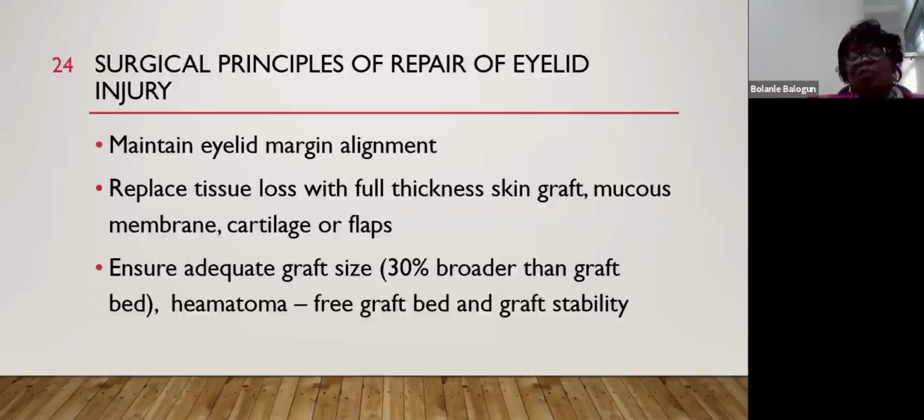This way we'll be able to compensate for contracture and cicatrization later on. At surgery, we also want to make sure that you are putting your graft on a hematoma-free bed, otherwise you can lose your graft. Graft stability is also very important. When you finish your procedure, you want to use a bolster, for example, to help set the graft properly so that the graft gets vascularized early enough.